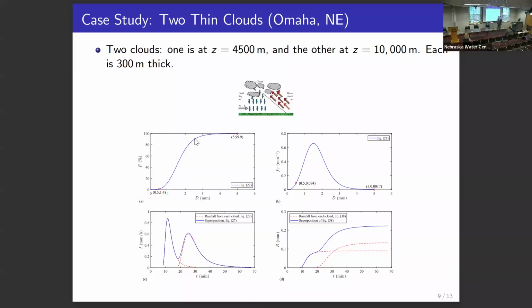Based on this size distribution, here we consider two layers: one at 4,000 and the other at 10,000, for example. The lower layer will produce this part, and the higher layer will produce this part. If we superpose them, we get this. This is the rainfall process. It's a general idea.